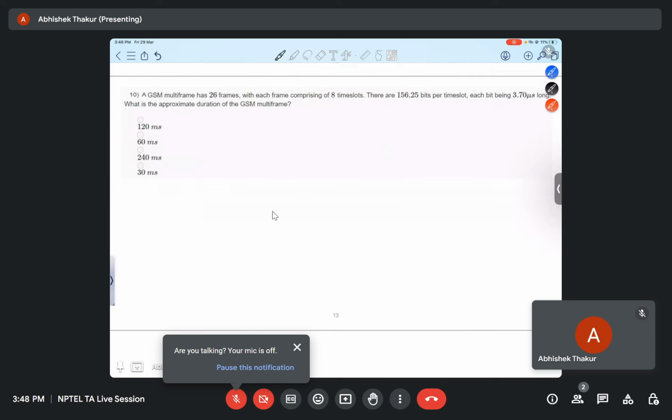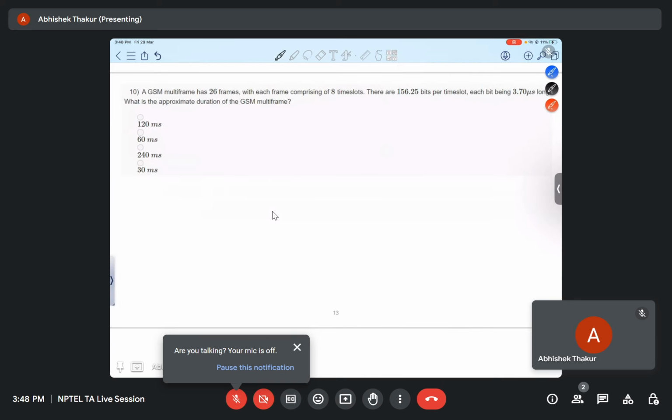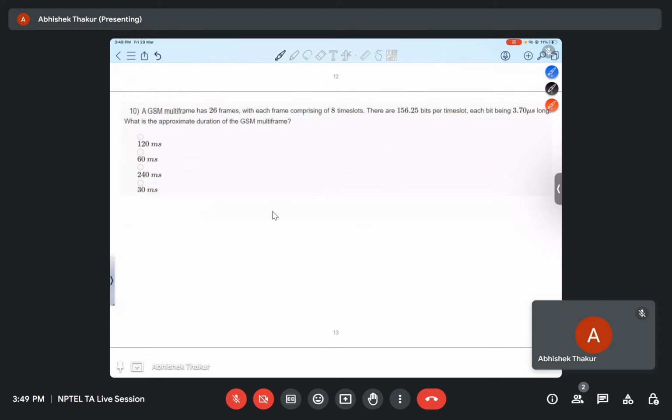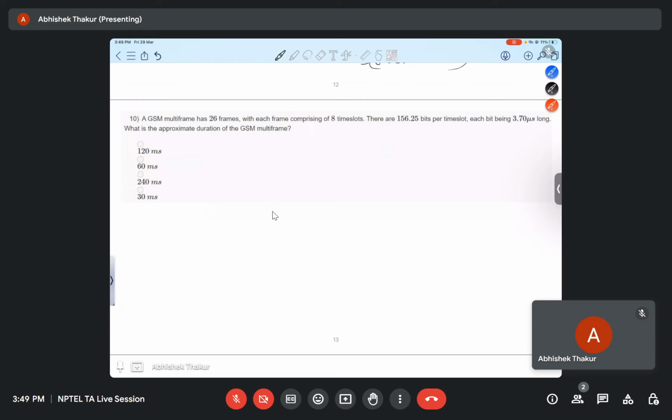So now we'll move on to the last question of the day. A GSM multi-frame has 26 frames, with each frame comprising 8 time slots. There are 156.25 bits per time slot, with each bit being 3.70 microseconds long. What is the approximate duration of the GSM multi-frame?